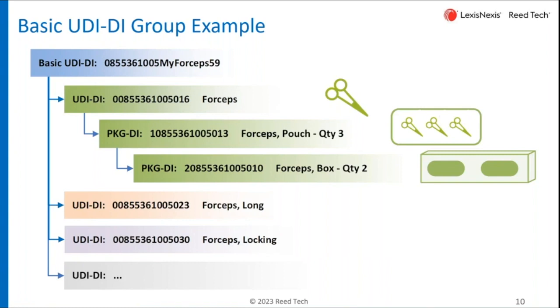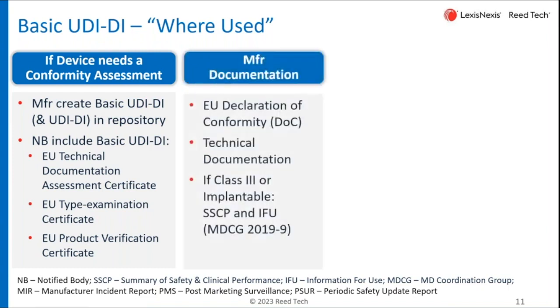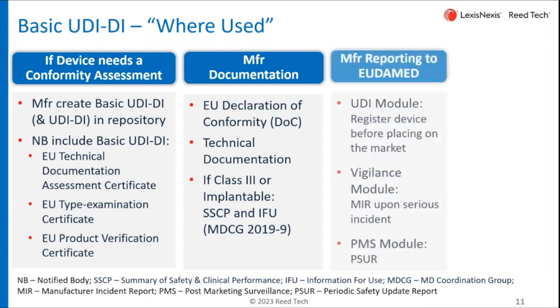And the last thing I'd like to touch on is where in the world is this basic UDI used? So there's some early requirement: if you do need a conformity assessment and work with a notified body, you'll have to create your basic UDI prior to actually engaging the notified body. So this is something that you should be working on as of now. There's other places it pops up. It's going to be mentioned in your declaration of conformity, certainly throughout your technical documentation. There are some additional requirements if you have a class 3 or implantable.